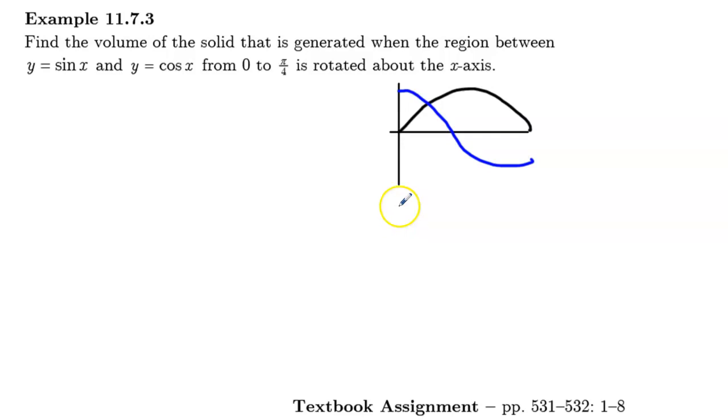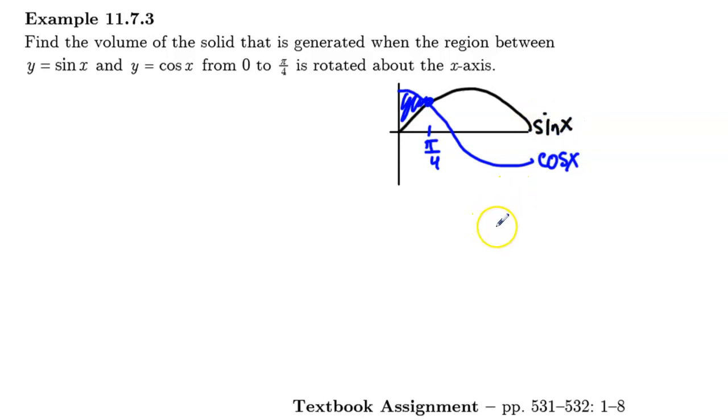We know from our study of the unit circle that where these two intersect for the first time is at pi over 4. Because if you recall, in the unit circle at pi over 4, both the x and y coordinates are identical, which means that the sine and cosine at pi over 4 are identical. So the region that we speak of is this region in between cos x and sine x. Now let's keep things straight here. This one here is cos x, and the other one is sine x.